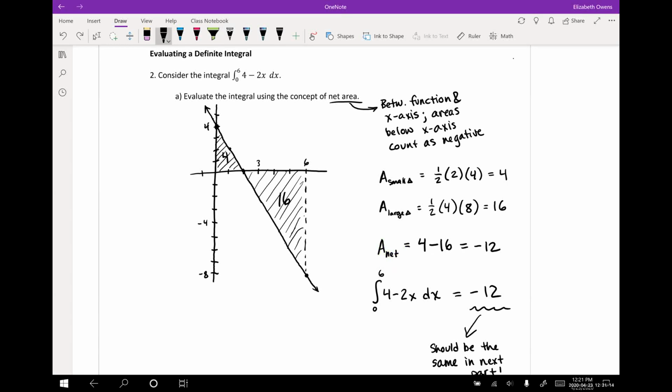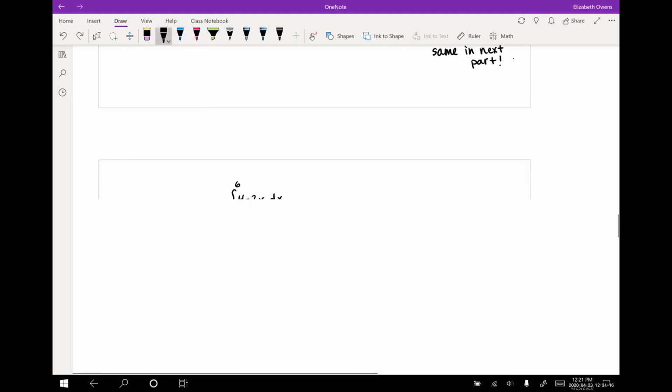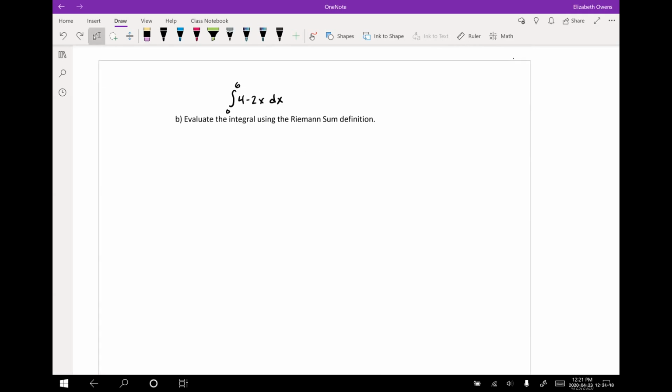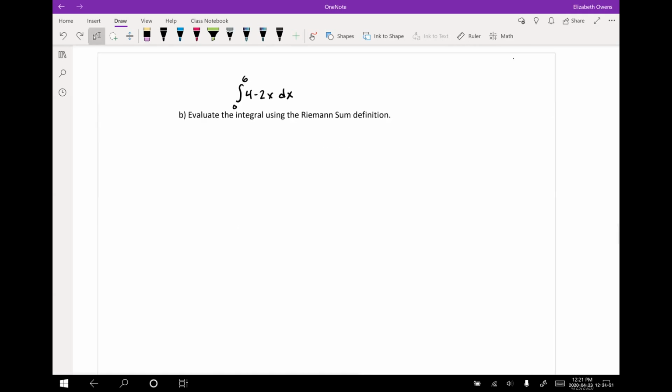So now we were going to do that same integral and ideally get the same answer by using the Riemann sum definition. So again, that's the integral from a to b of f of x dx equals the limit as n goes to infinity of our summation k equals 1 to n of f of ck delta x. That's a fun one.